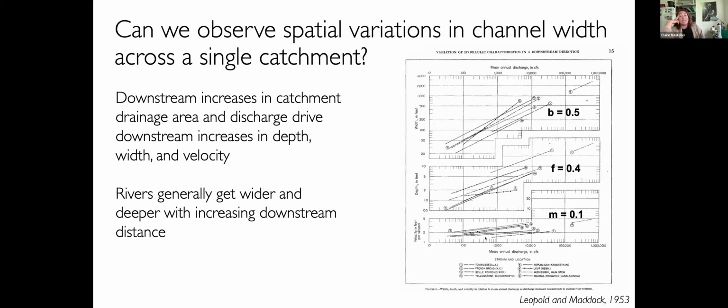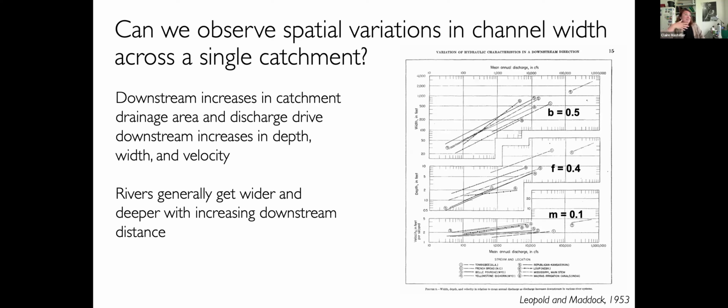And so we know that as we move downstream from our headwaters to our channel outlet, we're increasing our catchment drainage area. We're increasing our discharge. And those increases in drainage area and discharge drive downstream increases in depth, width, and velocity, or a downstream hydraulic geometry scaling that was so nicely described by Leopold and Maddock in 1953. This increase in depth, width, and velocity is indicative of the increasing demand of a channel to move water as we get downstream, that channel's first job.